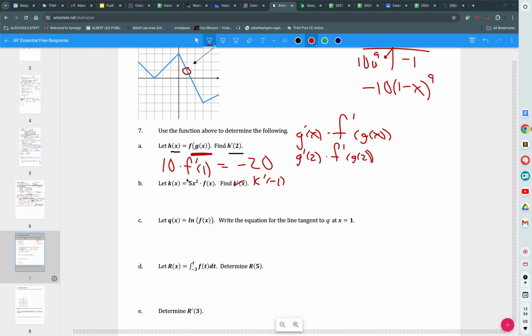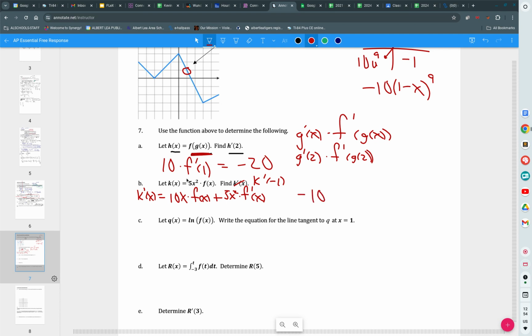Did anybody come up with the product rule? Good. K prime of x is going to be equal to 10x times f of x plus 5x squared times f prime of x. So in these type of problems, they'll give you a couple points, but 1 point would be for writing that type of expression. And now we go ahead and we plug in -1.